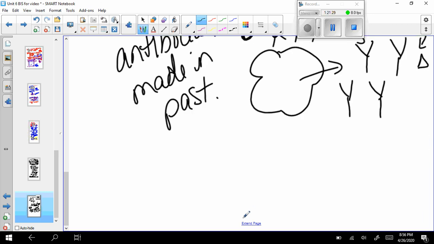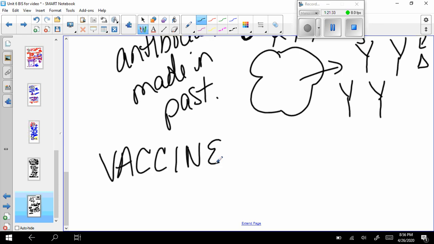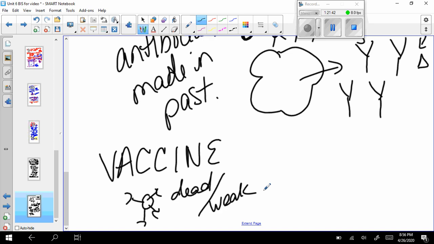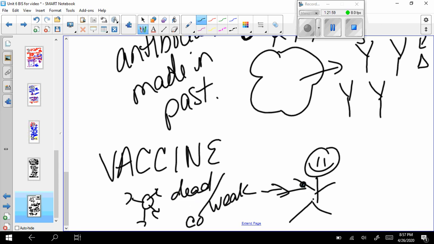Now, the other thing in the news, vaccines. So when you're getting a vaccine, here's that little coronavirus. You are getting either a dead or a weak form of this into your body. So here's happy little you. They are injecting it into your arm, or let's say it's one of the ones that you take like an inhaler and you breathe it in. You are taking in this dead or weakened COVID.